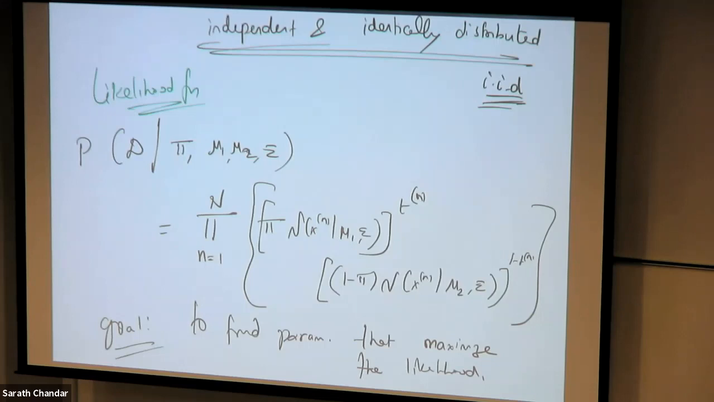If you want to maximize this value, first of all, it's a product of n values. So if you have 100 data points, it's a product of 100 values. If you have 1,000 data points, it's a product of 1,000 values, okay? And these individual things are probability distributions by themselves.